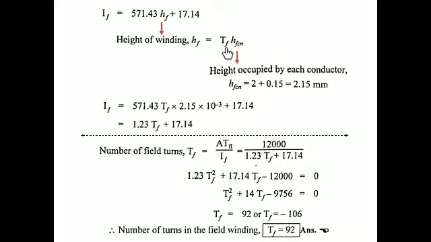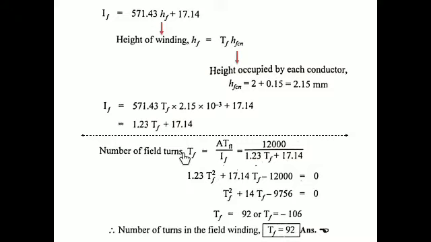Then substitute all this data into the IF value. The same equation is there. Instead of HF, I am going to substitute TF into 2.15, then into 10 to the power of minus 3 for the meter conversion. Then this 17.14 is there. So simplify this and IF will become the last equation in this scenario. Then you can find the IF, then go to the first equation finally.